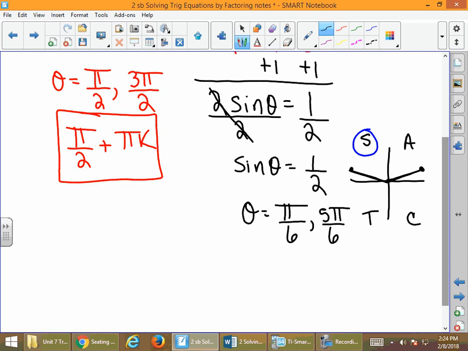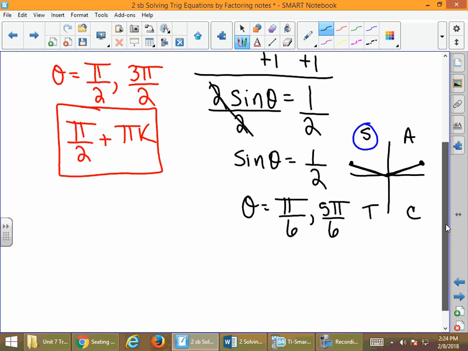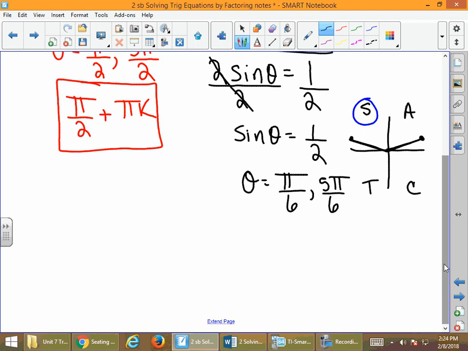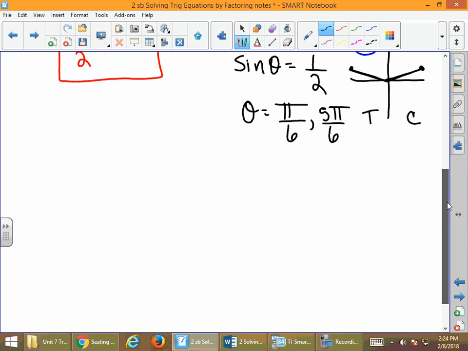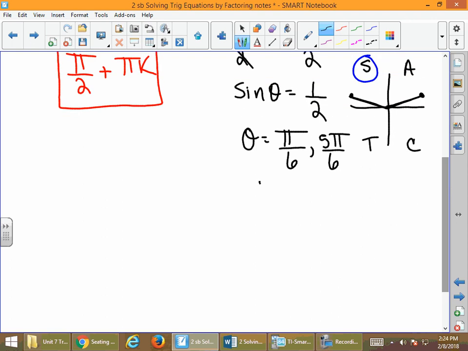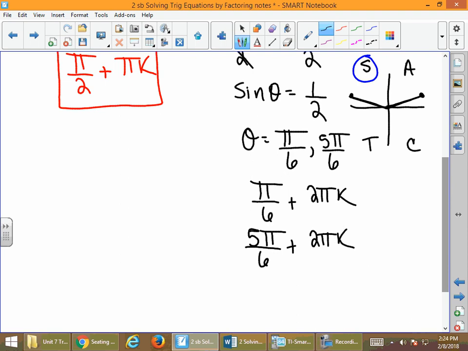As I didn't draw a straight line between the two, it kind of makes a V shape. And because we're not drawing a line from one point to the other, we're going to take pi over 6 and add 2 pi k. And we're going to take 5 pi over 6 and add 2 pi k. And these are the other two solutions in general form for our trigonometric equation.